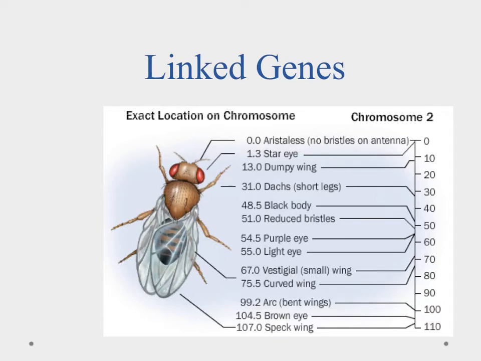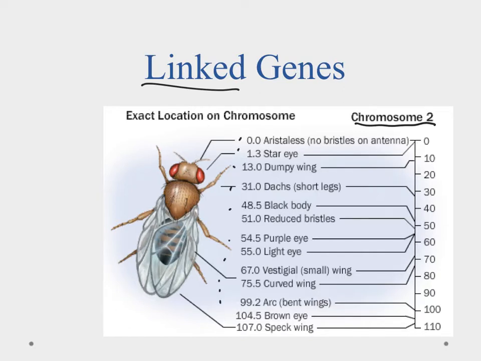Now, our last slide, we want to talk a little bit about what we call linked genes. The fruit fly is really commonly used, and the reason is it only has a few chromosomes. But what makes it interesting is if we take a look here at chromosome number 2, we see that it has all of these different traits. I'm not going to read all of these for you, but you can see there's a whole bunch of different traits here.